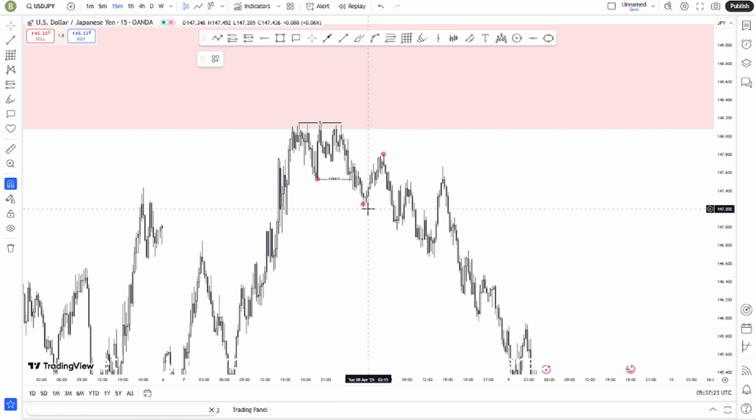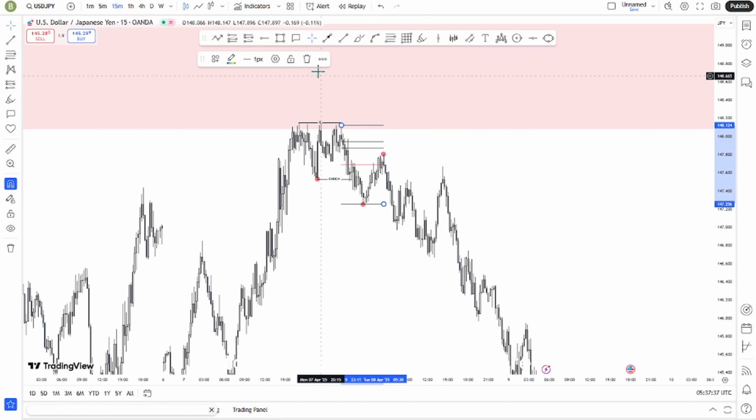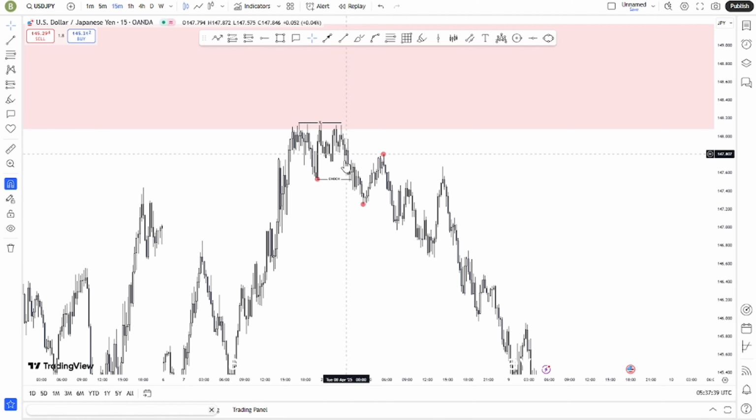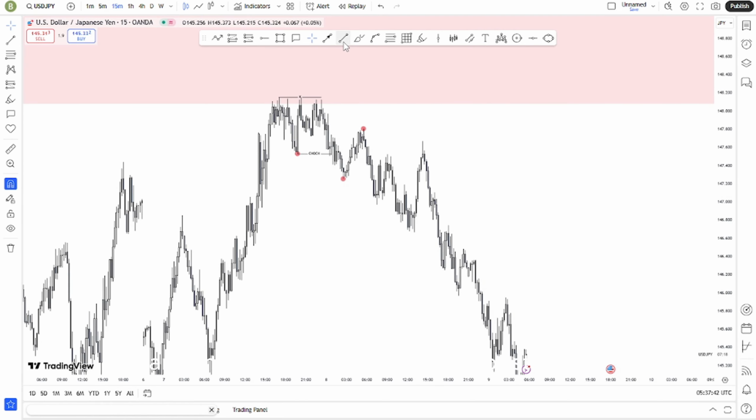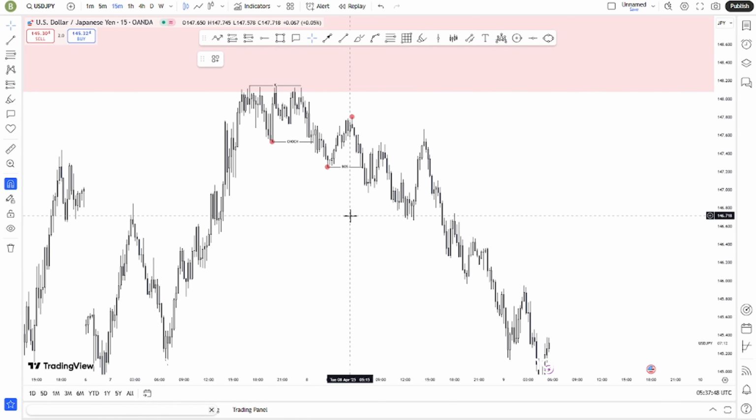Let's say maybe we had a change of character like this, and then maybe entries should be, let me just use the fib tool so that you don't get confused, guys. So from the high to the low, you can obviously see that we tapped into some area of interest here, which is already filled. It's a bit messy. You can just leave it and wait for a clean break of structure around this point here. Then after the break of structure, you obviously know that you're looking for a 3 candle pullback.